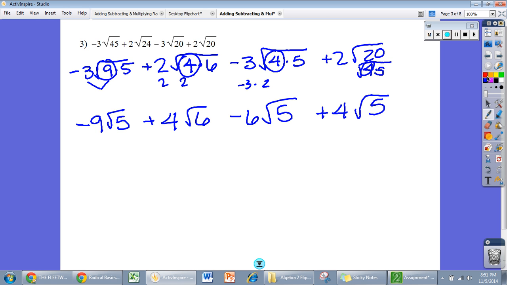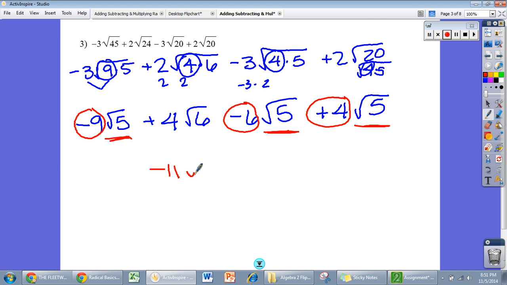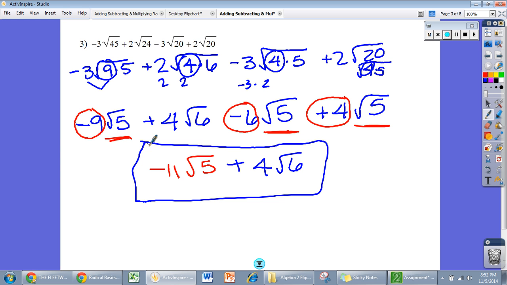So now we're looking to combine our like radicals. There's a square root of 5, another square root of 5, and a third square root of 5. This 4 square root of 6 is not like, so we're going to disregard that one for now. And we have a negative 9 and a negative 6. That makes for a negative 15, plus 4 is a negative 11 square root of 5. And then the other one that is not like is 4 square root of 6. And there is my completed answer.